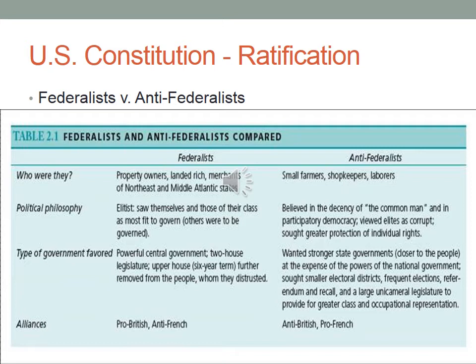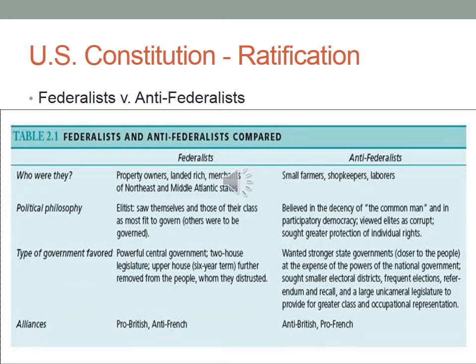So, who were these Federalists and Anti-Federalists? Well, the Federalists were property owners, the landed rich, merchants of the Northeast and Middle Atlantic states. The Anti-Federalists tended to be small farmers, shopkeepers, and laborers. Although there were some plantation owners and wealthier people; Jefferson and Madison were wealthy in their own right and large plantation owners, but they also were Anti-Federalists.